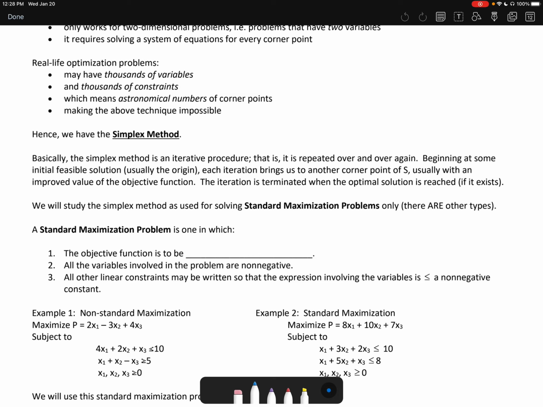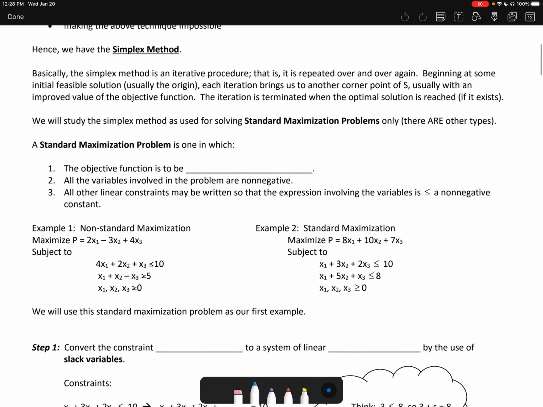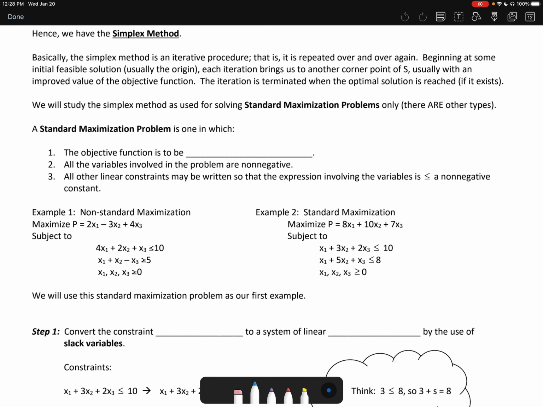We will only be doing what we call standard maximization problems. Yes, there are other types. But in a standard maximum problem, first of all, the objective function is to be maximized. So we will only be maximizing in this way. The variables involved are non-negative. So that's your x1, x2, x3. In your question, a lot of times it's a word problem where only positive answers make sense. Like how many TVs, VCRs, Blu-ray players, and those can't be negative numbers. So that's all that means, that typically the variables are going to be non-negative.